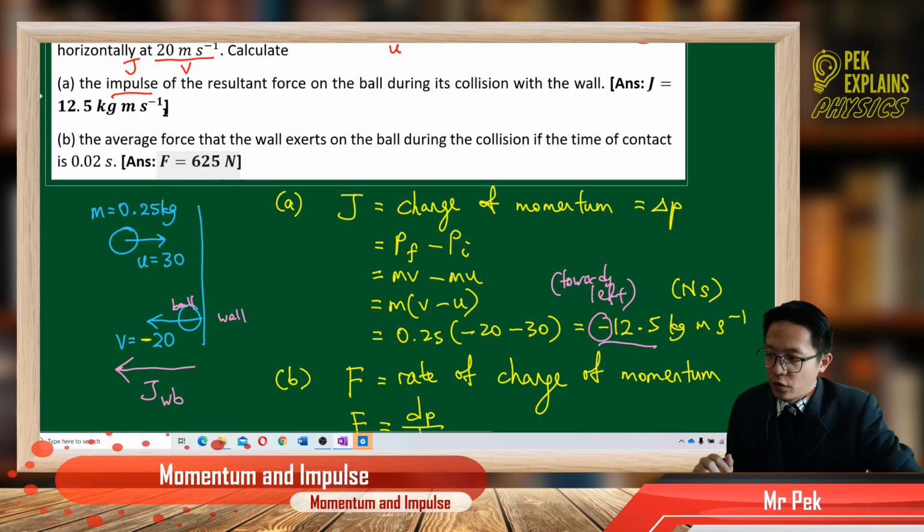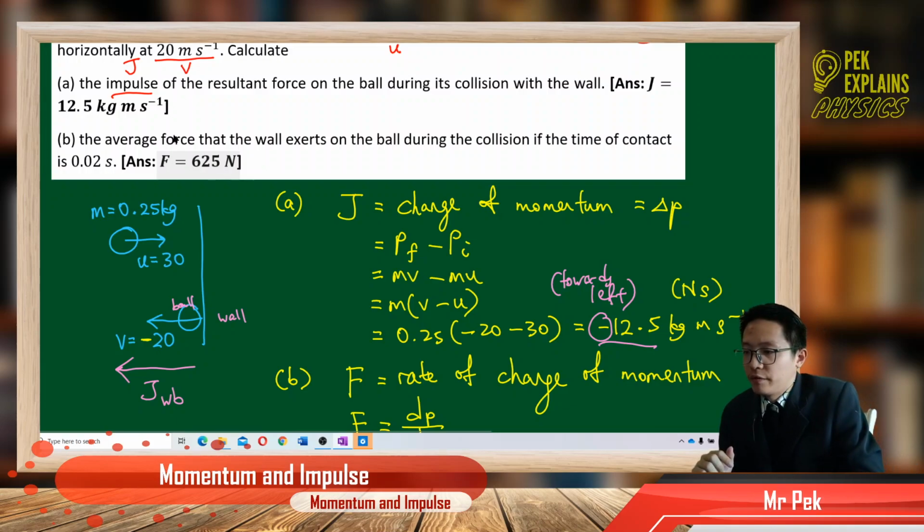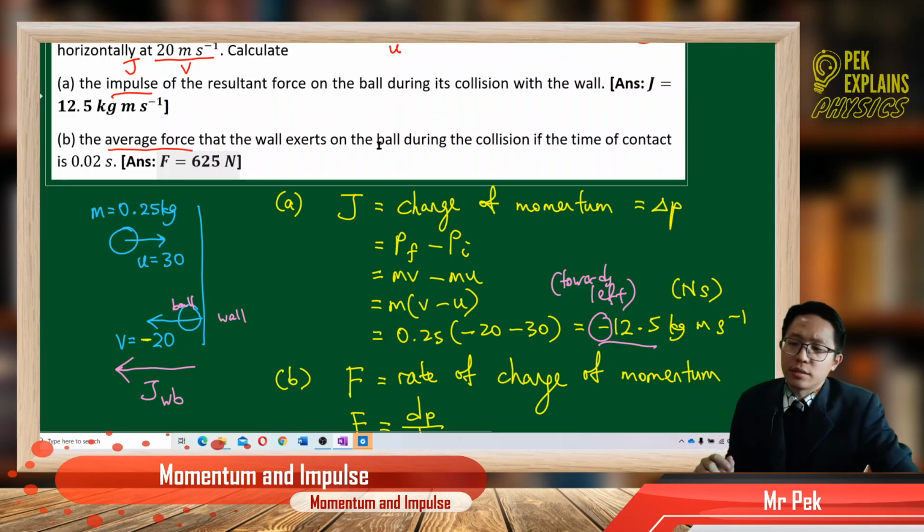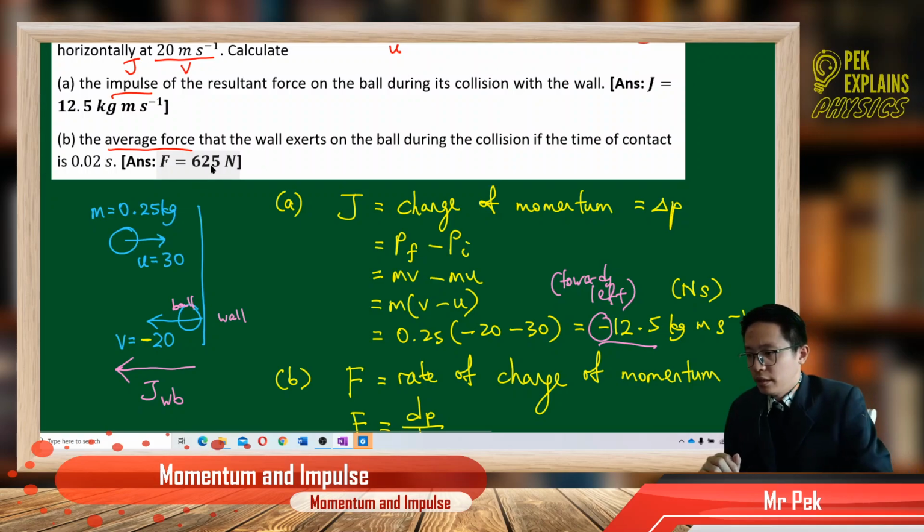Now the following question. Find the average force the wall exerts on the ball during its collision if the time of impact, or time of contact, is 0.02 second. So here he asks for the force. Actually, this is called the impulsive force. And the time of contact is t, the time given, 0.02 second.